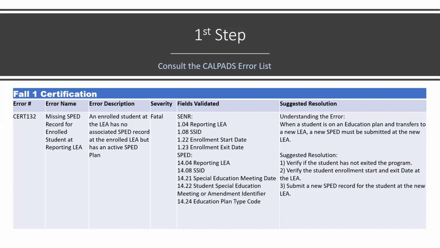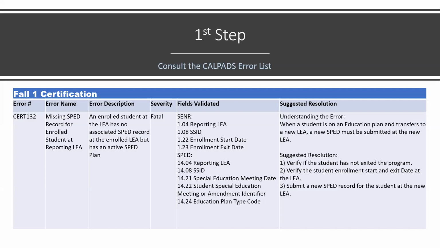Okay, so then the central column, fields validated, tells you where you're going to look, where you're going to make your comparison, where you're going to identify the discrepant data. So we're going to be looking at the SENR record, the reporting LEA, the SSID, the enrollment start date and the enrollment exit date. And then we're going to be looking at our special education submission and perhaps the special education history, right? And so reporting LEA, SSID, special education meeting date, student special education meeting or amendment identifier, and the education plan type code. So we'll be validating those different fields.